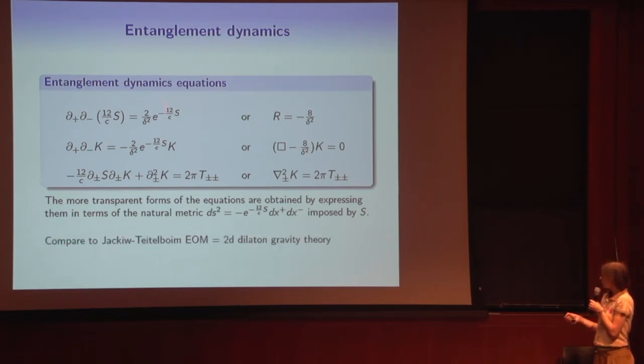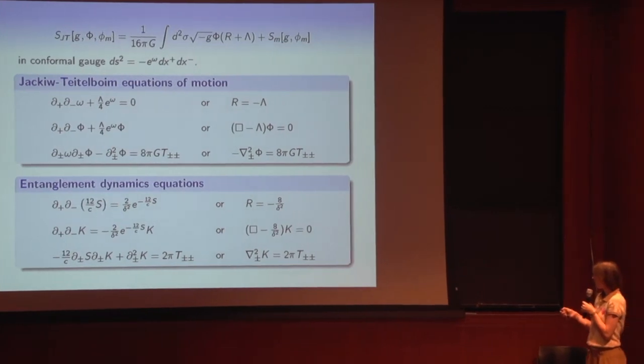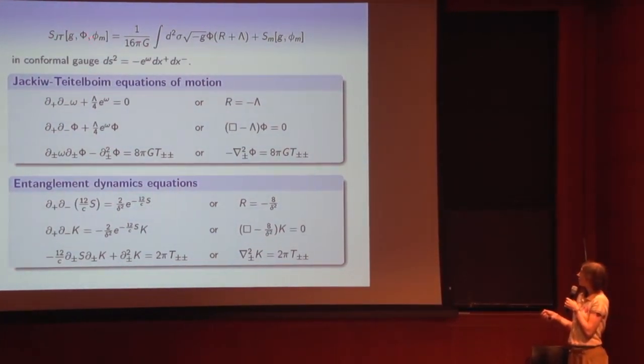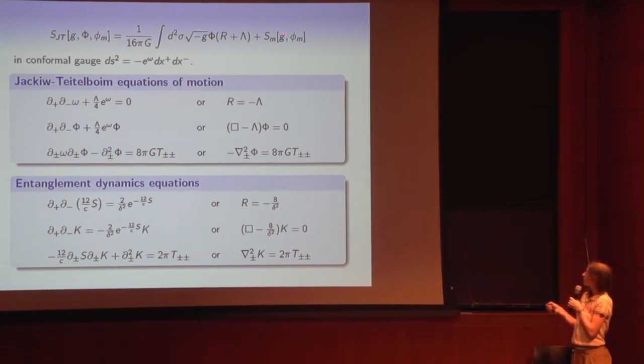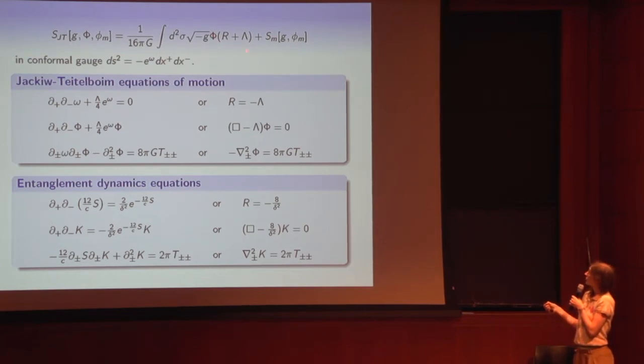So these are the equations that now I want to compare to the equations of motion of Jackiw-Teitelboim theory, which is the 2D dilaton gravity theory with the following action. So the action has a metric, a dilaton, and matter fields, where the matter part of the action is independent of the dilaton, so that when you vary with respect to the dilaton, that imposes a constant curvature of the metric. That's this equation. And then varying with respect to the metric components imposes these equations on the dilaton.